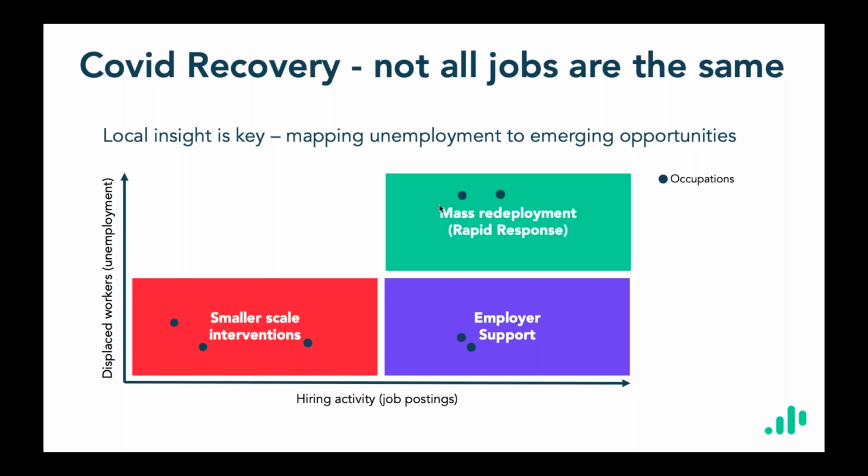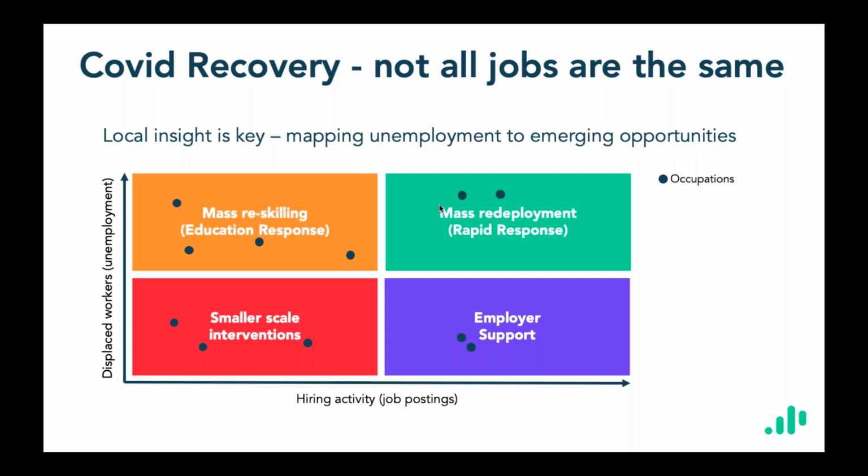Then if we think about jobs where there's both high demand from employers and increasing demand from employers as weeks go by, but also high and increasing numbers of displaced workers as weeks go by, well, that's when we're in a kind of rapid response space. So really quick redeployment of large volumes of unemployed displaced people into jobs where there's significantly increasing demand from employers is going to be needed there.